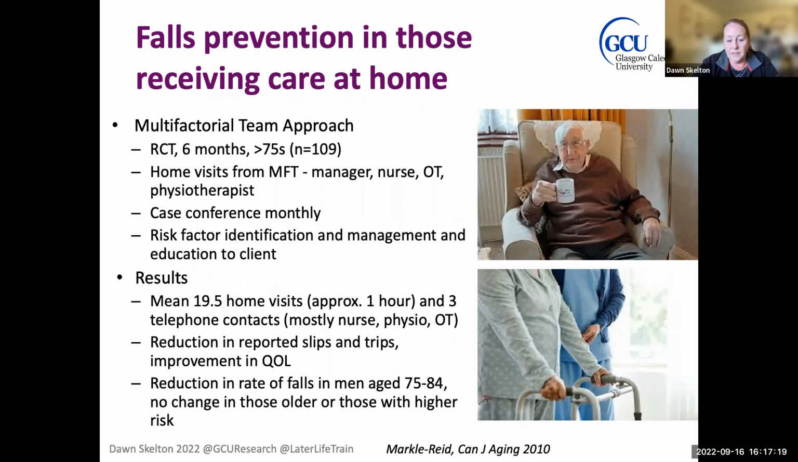So in the 75 to 84 age range, there was a reduction in rate of falls, but not in the older or those with a higher risk. So the suggestion from this group was that essentially we should be intervening before people get too frail or too old. Otherwise, it's much harder to make a difference to falls.